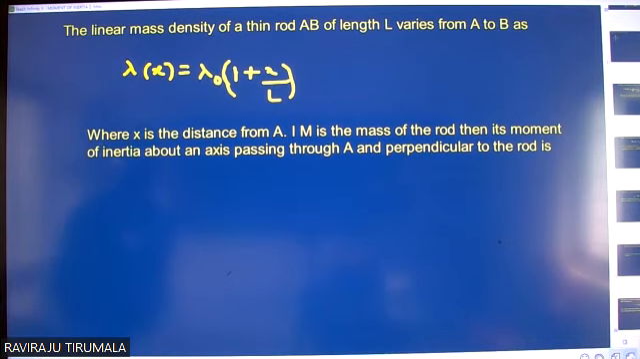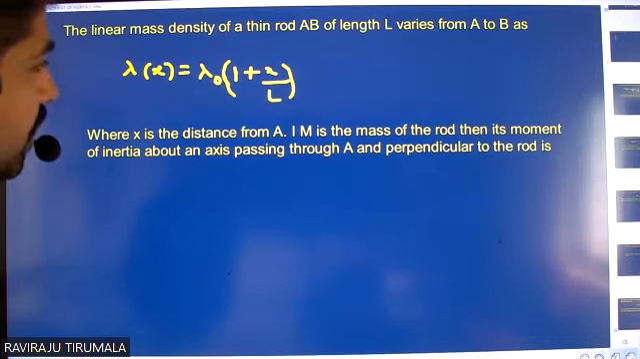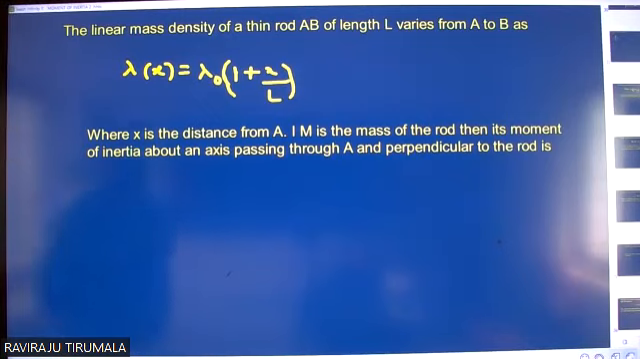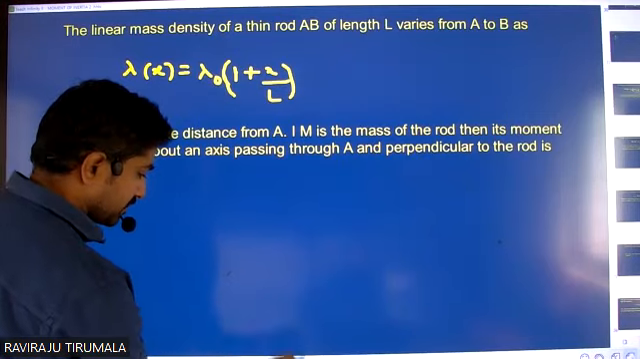The linear mass density of a thin rod AB of length L varies from A to B as lambda of x equal to lambda naught into (1 plus x by L), where x is the distance from A and M is the mass of the rod. Then find its moment of inertia about an axis passing through A and perpendicular to the rod.